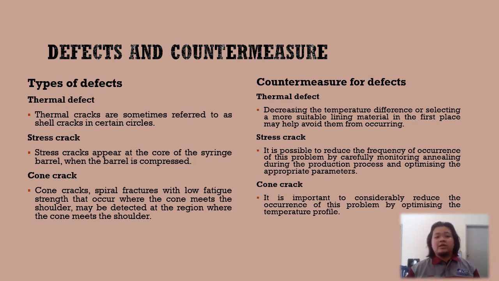Next is countermeasure. Thermal defect. Decreasing the temperature difference or selecting a more suitable lining material in the first place may help avoid it from occurring. Stress crack. It's possible to reduce the frequency of occurrence of the problem by carefully monitoring handling during the production process and optimizing the appropriate parameters. Cone crack. It's possible to considerably reduce the occurrence of this problem by optimizing the temperature profile.